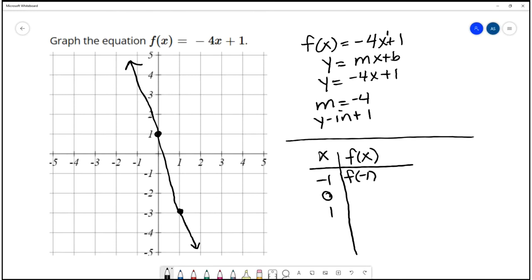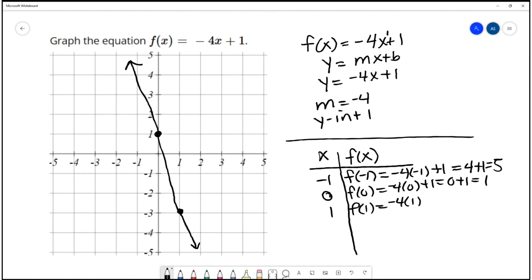F of negative 1 is negative 4 times negative 1 plus 1. That's 4 plus 1, which is 5. F of 0, that's negative 4 times 0 plus 1. 0 plus 1 is 1. F of 1 is negative 4 times 1 plus 1. Negative 4 plus 1 is negative 3.